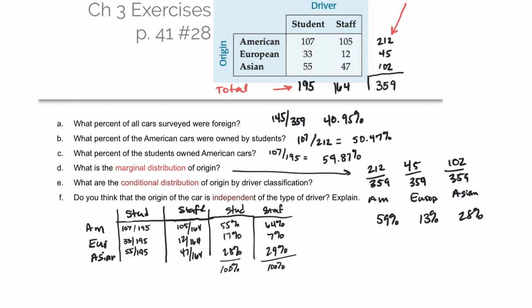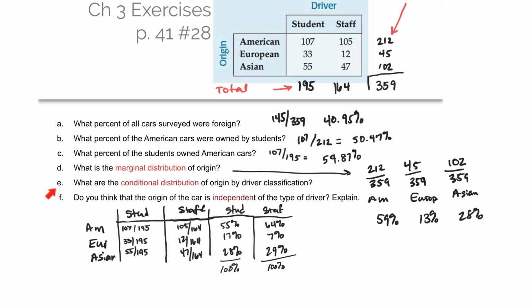I can also look at this. If I wanted to talk about just in general, I could figure out what percentage of cars were owned by Americans. So 212 out of 359, and look at what percentage of students drove American cars, right? 107 out of 195. If those two fractions are not the same, and they're not, then if the conditional does not meet the marginal, then you also have a way of showing that it is not independent. It is dependent, right?